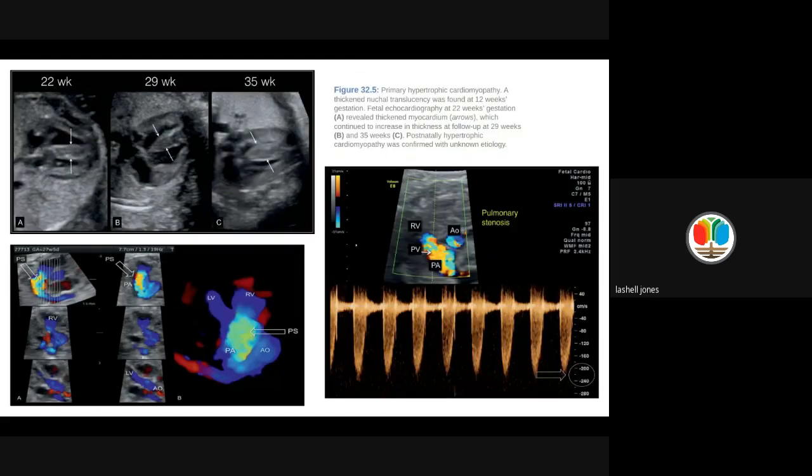Okay. And let's look at some examples. So here we are. The hypertrophic cardiomyopathy, remember, thicker than 5 millimeters, which we can see. You can also see the progression from 22 weeks up to 35 weeks. See that, A, B, and C. And then at the bottom, it's showing a demonstration of pulmonary stenosis. Okay, you see the aliasing, turbulence. Notice the peak systolic velocity is very high at 200 to 240, very high velocities.